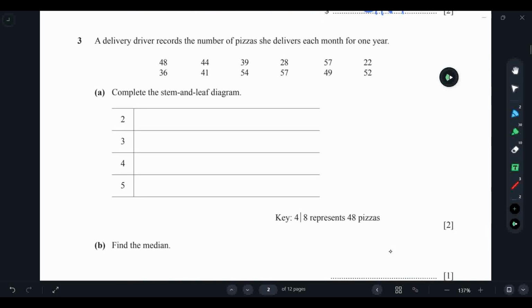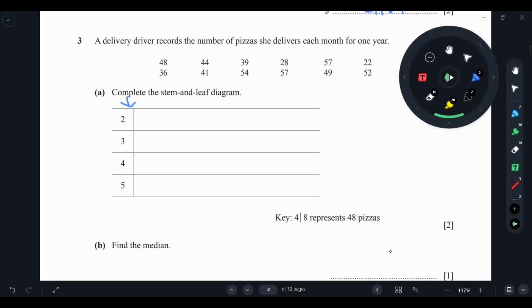A delivery driver records the number of pizzas she delivers each month for 1 year. Complete the stem and leaf diagram. For a stem and leaf diagram, we write the first digit in the stem and the second digit in the leaf. The least one is 22, and then we have 28. So we write 22 and 28.